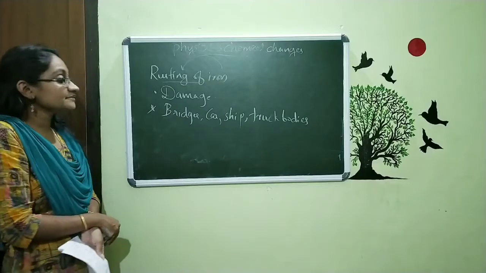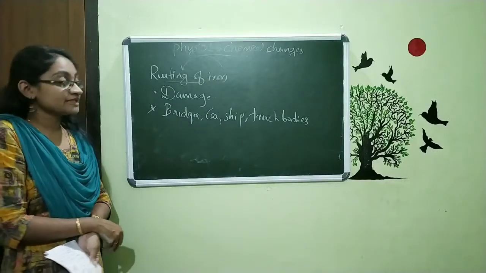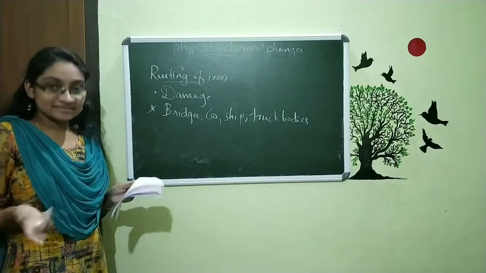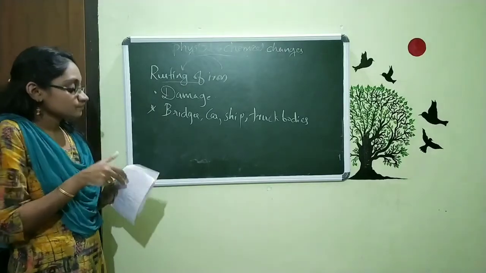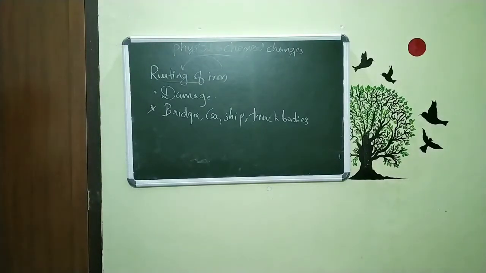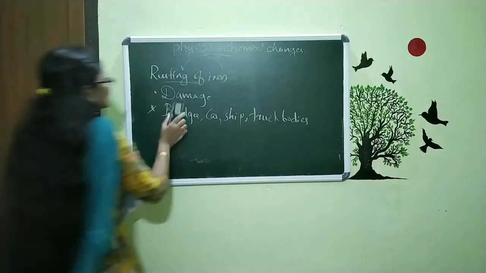The thing is very simple. Iron is a cheap metal and it is very strong. That's why we are using iron instead of other metals. And now the question is how rusting occurs.